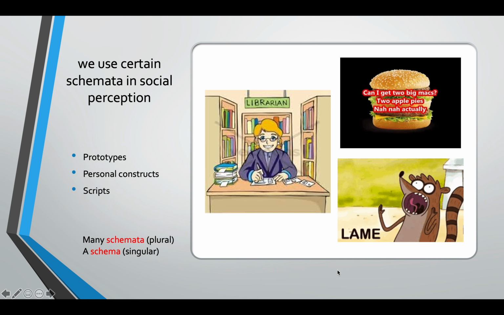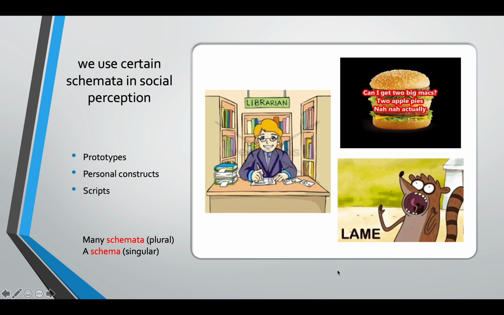Scripts deal with action sequences. They are a pattern of action that we use in social situations, like, say, ordering a Big Mac from McDonald's, right? There's a certain script, a certain order in which those actions occur, and we're going to rely on those patterns to understand what's happening, to perceive what's going on in a social situation, and to guide our own behavior. And that's basically organization in a nutshell.